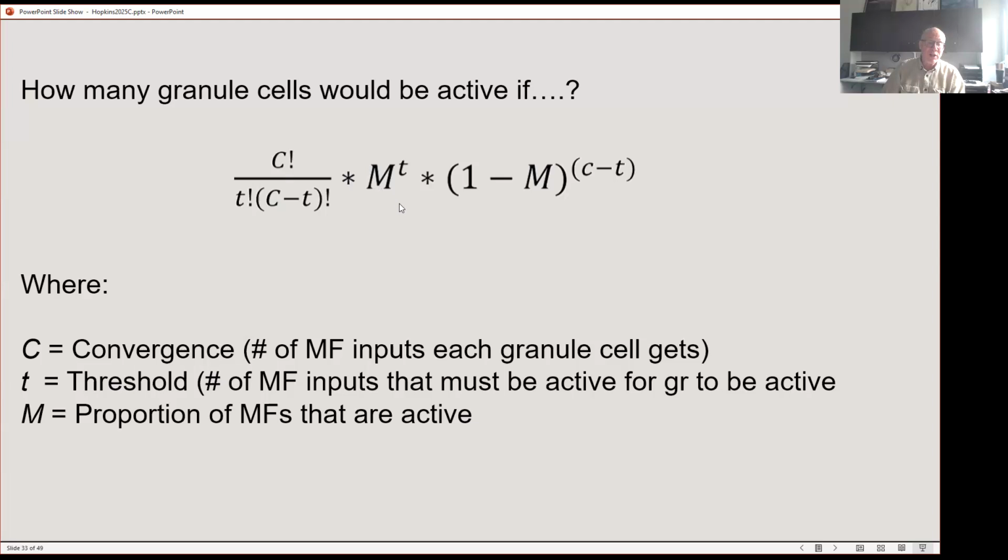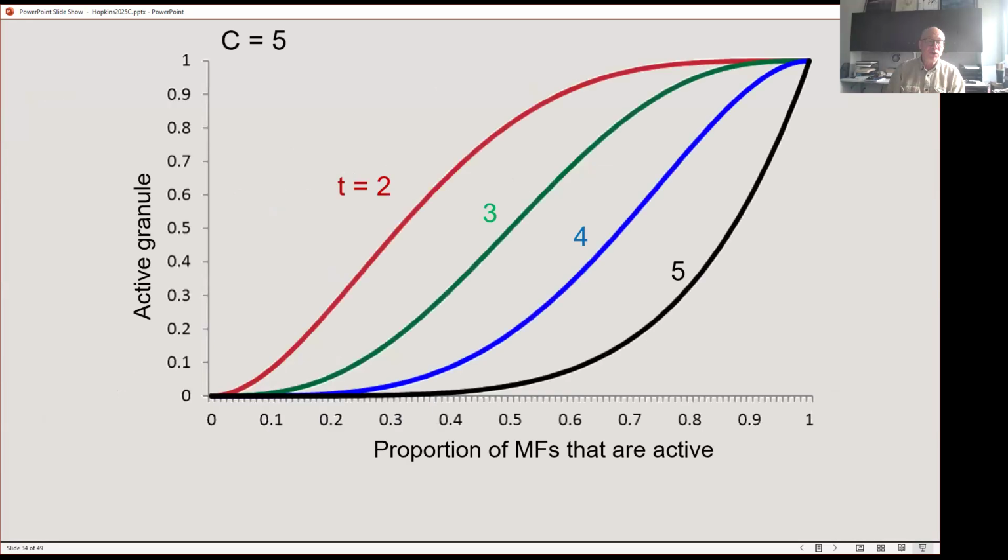This equation can tell you, if you have convergence 5 and some amount of mossy fiber activity, how many of the granule cells are going to have T of their inputs active. And you can produce curves like this, based on that equation, for convergence 5. The x-axis is the proportion of mossy fibers that are active, and the y-axis is the proportion of granule cells we would expect to be active if their threshold was 2, 3, 4, or 5 mossy fiber inputs.